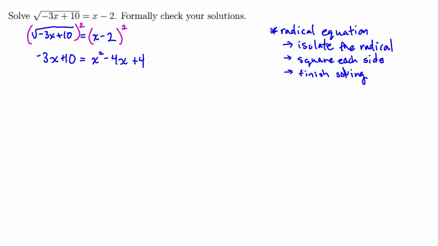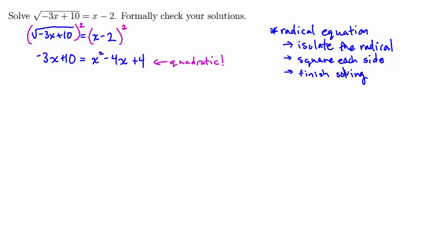At this point, I want to think about what type of equation I have. I have negative 3x plus 10 equal to x squared minus 4x plus 4. That equation is quadratic. So in order to solve it, I'll want to set it equal to 0 and then use methods for solving a quadratic equation. So setting it equal to 0, I've got x squared minus 4x plus 4 on the right, negative 3x plus 10 on the left.